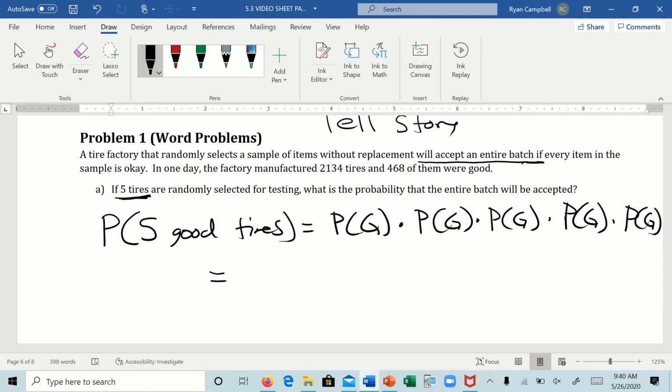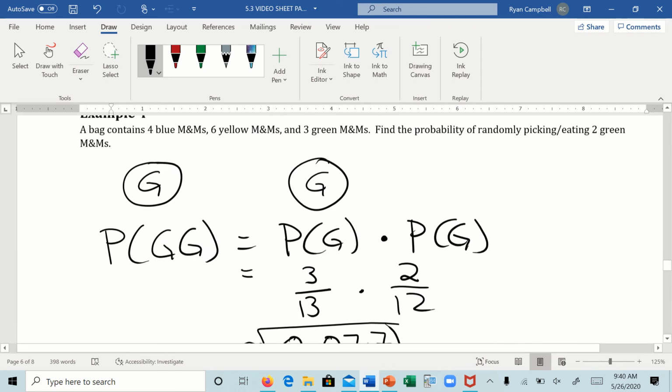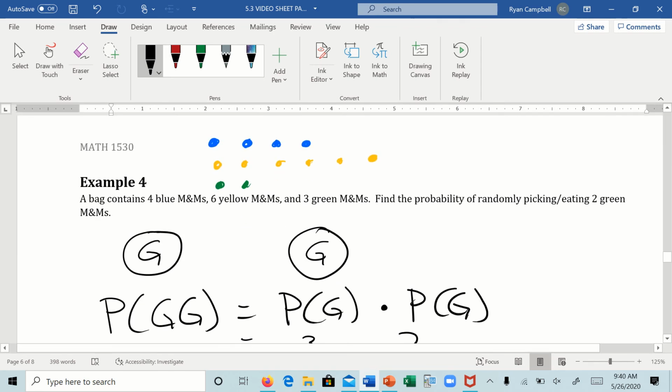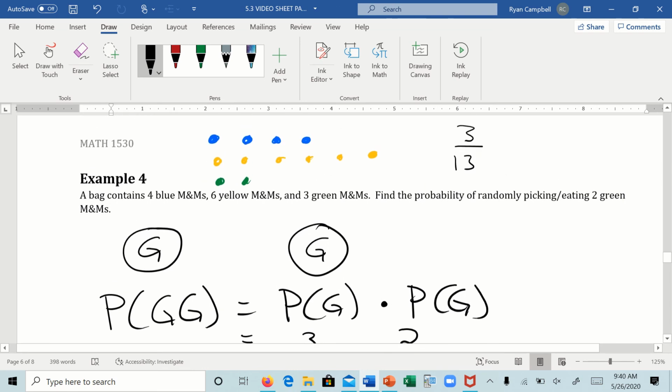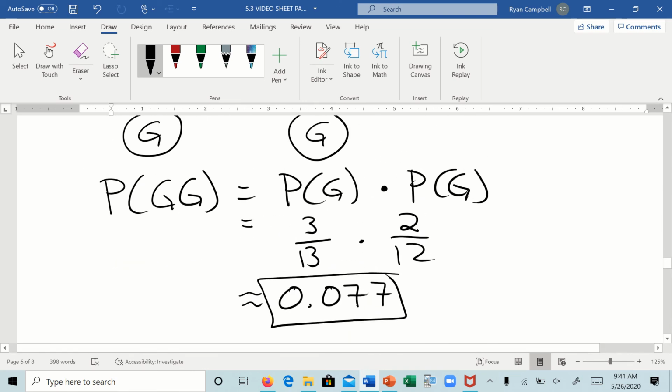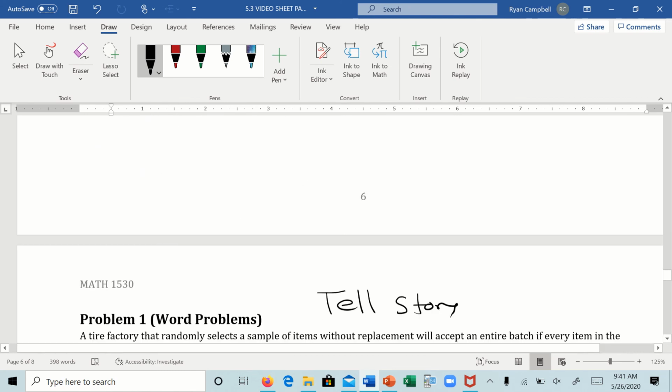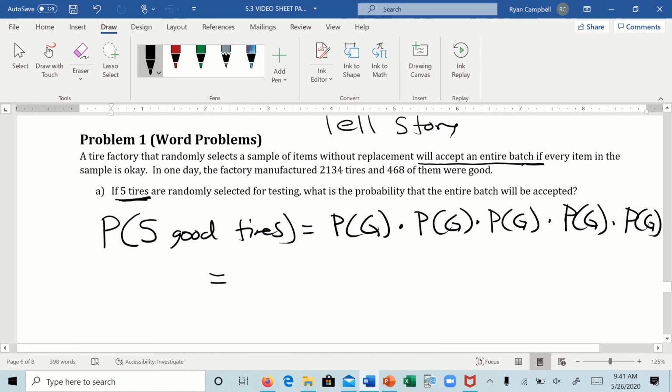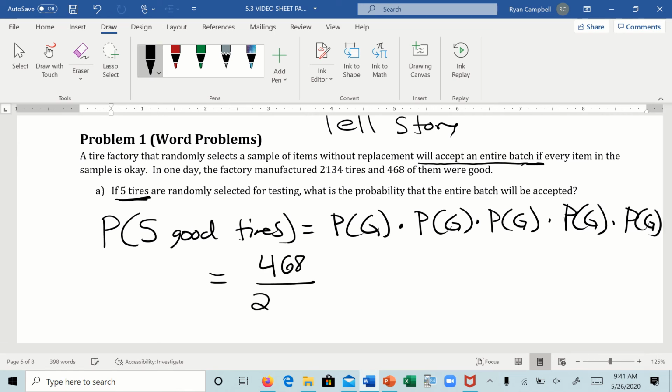So let's go back and think about this. What's the probability in this case of getting a green M&M? We didn't say it was 1 out of 3. We said it was 3 out of 13, right? It's the number of green divided by the total. That's what regular probability is. Don't forget. It's very easy to forget once we start getting all these crazy numbers. So if we're trying to find the probability of a good tire, it's going to be the number of good divided by the total. So that's the probability of one good tire.